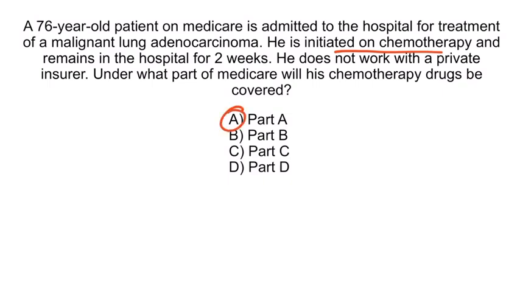B is incorrect because Part B of Medicare covers Medicare bills, such as doctor's office visits and procedures, not hospital expenses. C is incorrect because Part C of Medicare is a combination of Parts A and B, handled by private insurance, which the question specifically states is not the case of this patient. D is incorrect because although chemotherapy drugs are drugs, hospital expenses are all covered by Part A of Medicare.